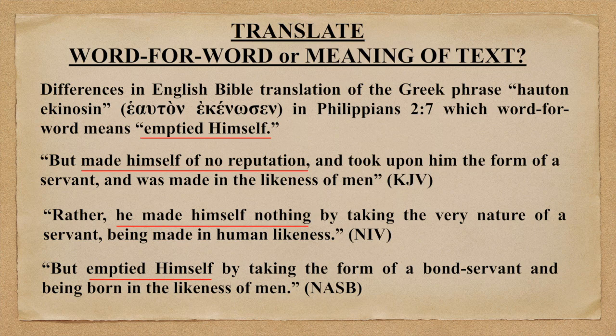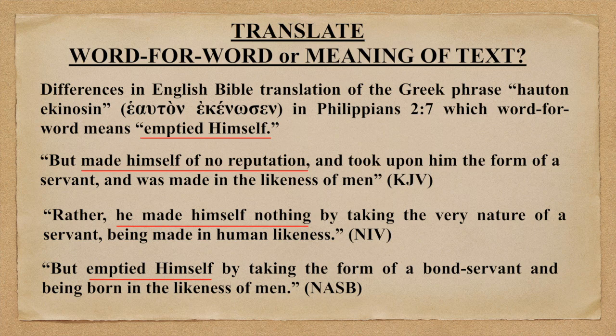In the NIV, or New International Version, it states, rather, he made himself nothing by taking the very nature of a servant, being made in the human likeness. In the New American Standard, which translates it word for word, it says, but emptied himself by taking the form of a bondservant and being born in the likeness of men.